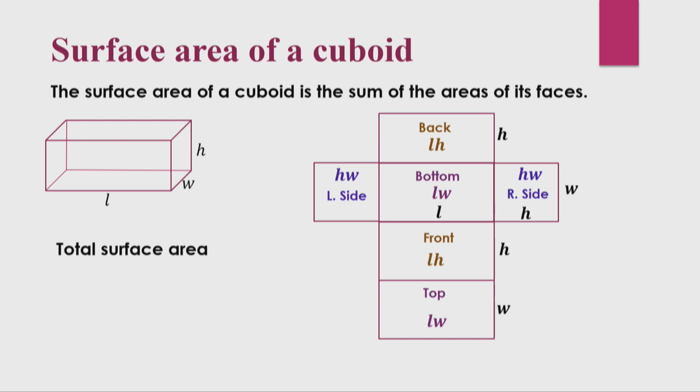The total surface area will be 2LH plus 2LW plus 2HW. Factorizing this, we get 2 into (LH plus LW plus HW).